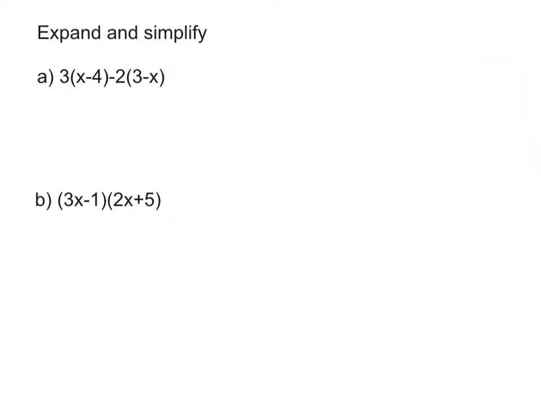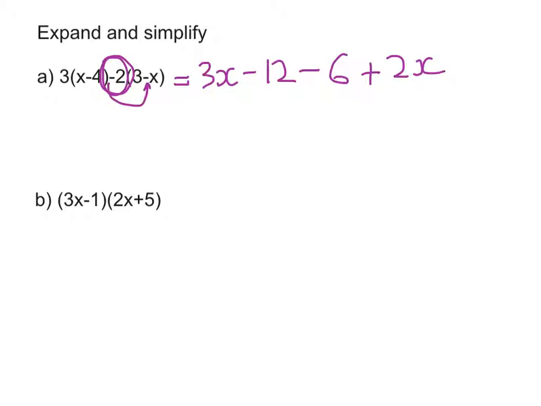Okay, expand and simplify. This question was well done. Just watching negative signs. So we've got 3x minus 12 minus 6 plus 2x, right? Be careful that we've got a minus 2 here. So that minus 2 times the negative x is a plus. So we have 5x minus 18, collecting up the like terms.